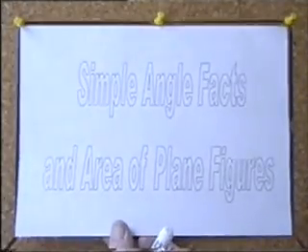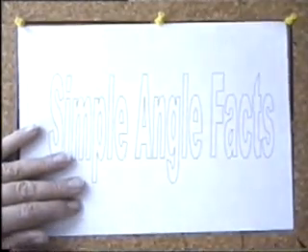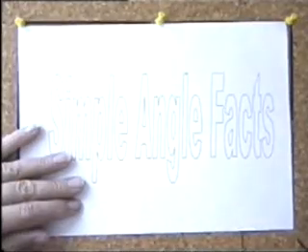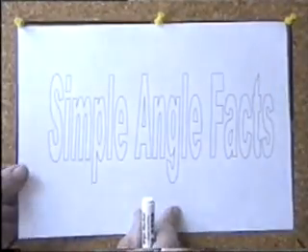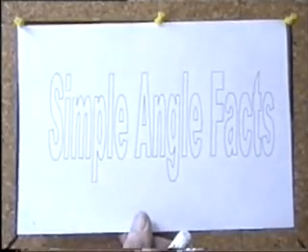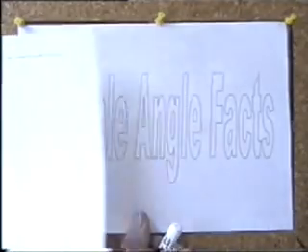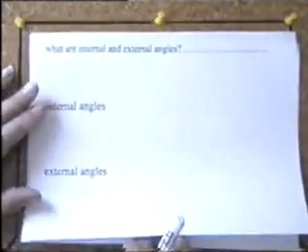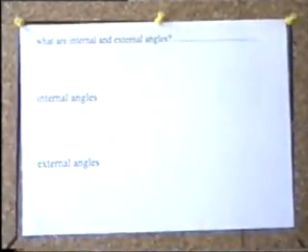So first off, we'll start with simple angle facts. A lot of it's actually down to jargon, to the use of words, to make sure we know the mathematical terms for different sorts of angles. So first off, what are internal and external angles?